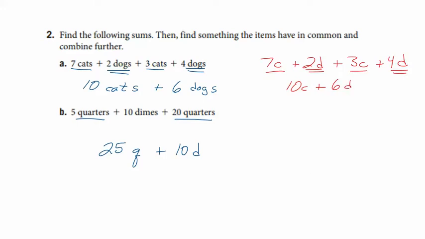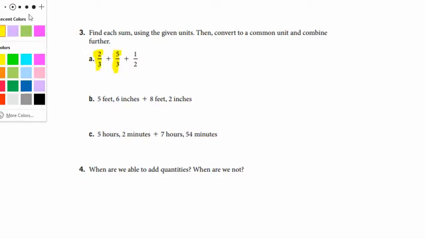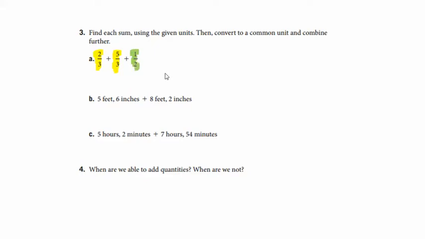Number 3, find each sum using the given units, then convert to a common unit and combine further. Okay, so as we talked about, I can add the 2/3 and the 5/3 because they're the same size, but right now I cannot add the 1/2. That's a different size. So 2/3 plus 5/3 would give me 7/3, and then I could still add a half. Now it says convert to a common unit. So how could I write thirds and halves in common units?